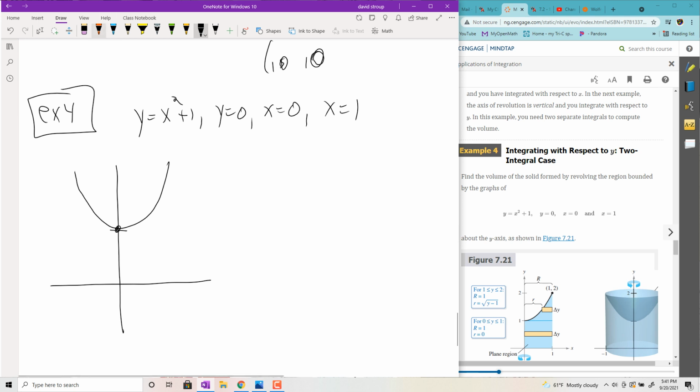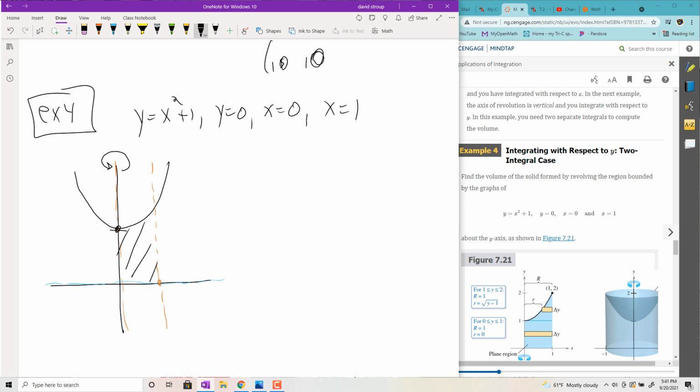X equals 0 would be the y-axis. X equals 1 is a vertical line through x equals 1, and x equals 0, I already got, that's the y-axis. Y equals 0 is the x-axis, so that's this line. And then the region we want to rotate would be this region here. Okay.